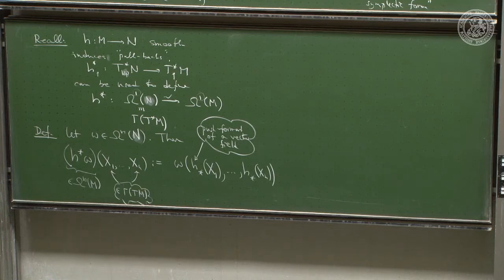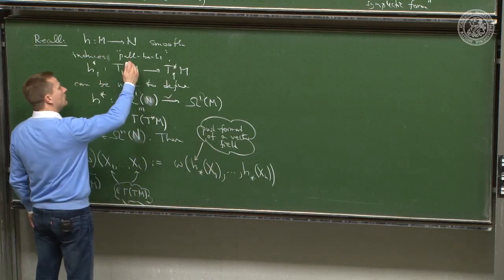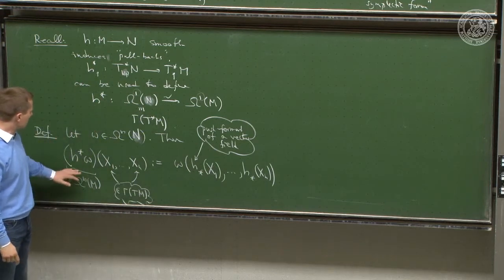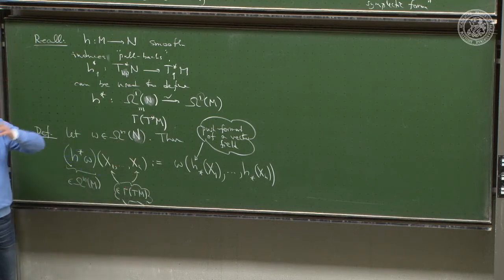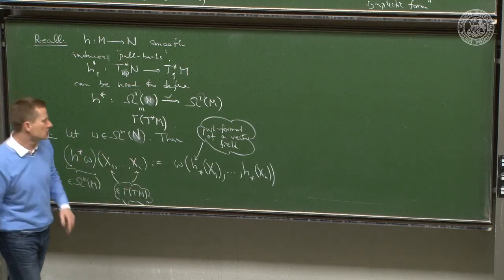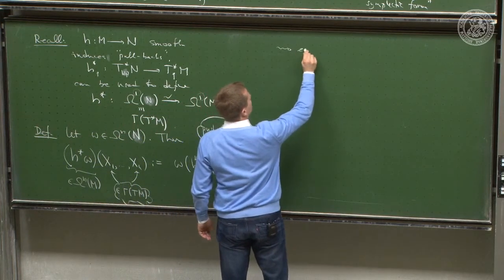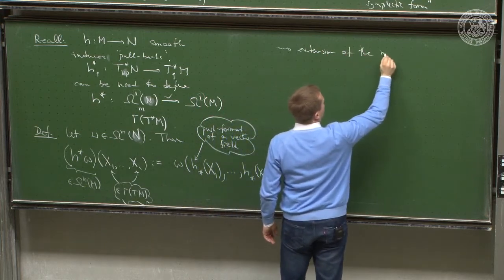And so before we had this statement: vectors are pushed forward and covectors are pulled back. And now we can extend this mantra to forms, any n form. Forms are pulled back. That's it. So, okay, this leads to an extension of the mantra.